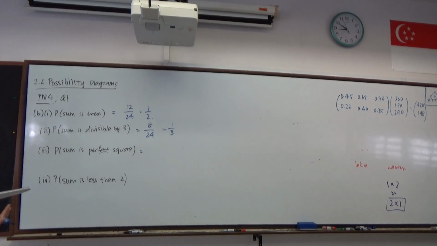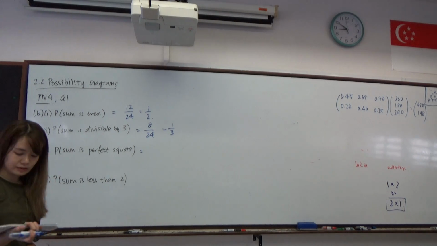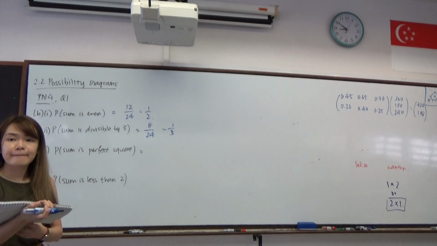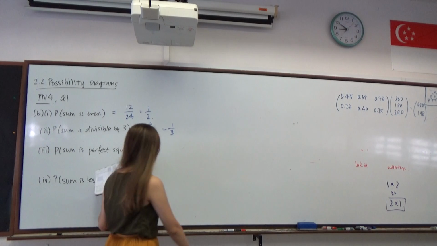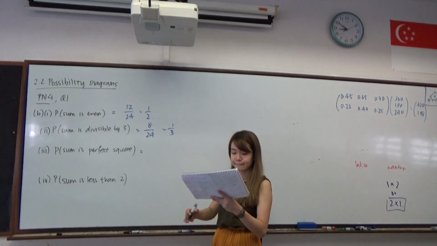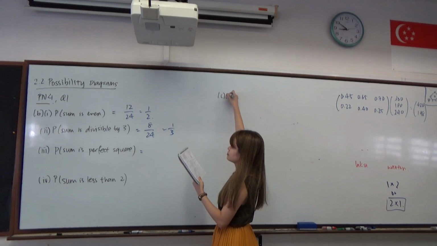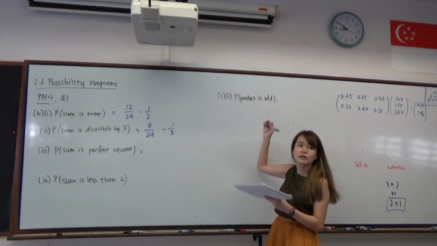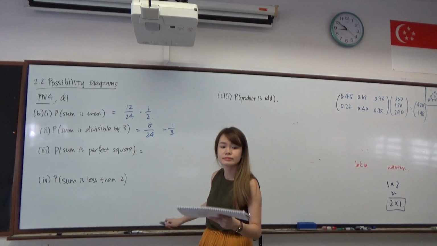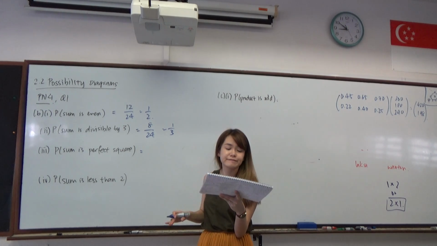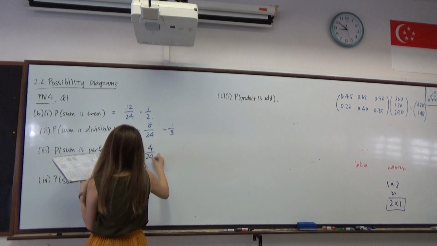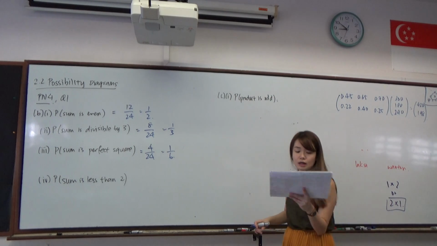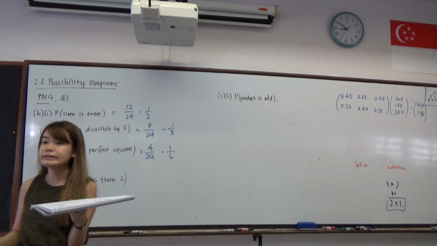Part 3, probability of the sum being a perfect square. Jingkai, what's your answer? That the sum is a perfect square. 4 over 24, thank you. So it simplifies to 1 over 6. And then after the probability that the sum is less than 2, Werner, what's the answer? 0.